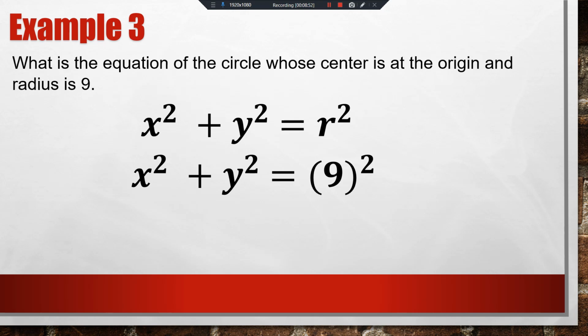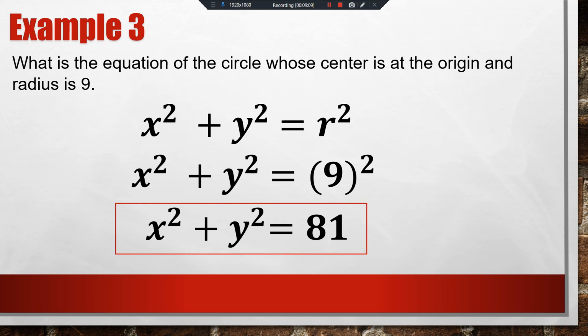So what you're going to do is just simplify this 9 squared, and that is 81. Therefore, the standard form of the equation of the circle whose center is in the origin is x squared plus y squared is equal to 81.